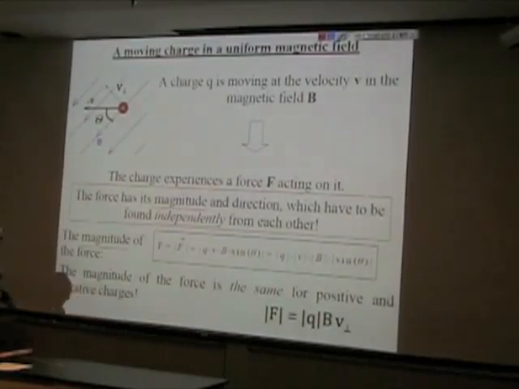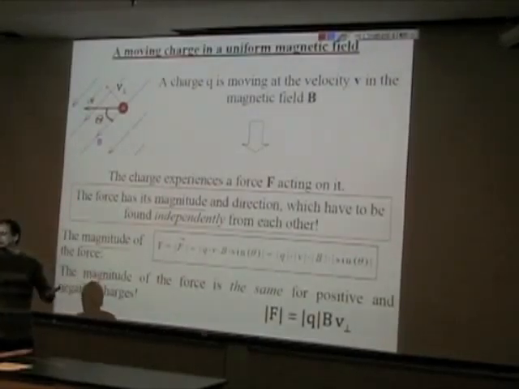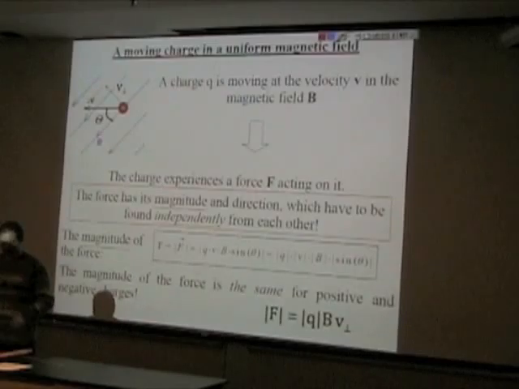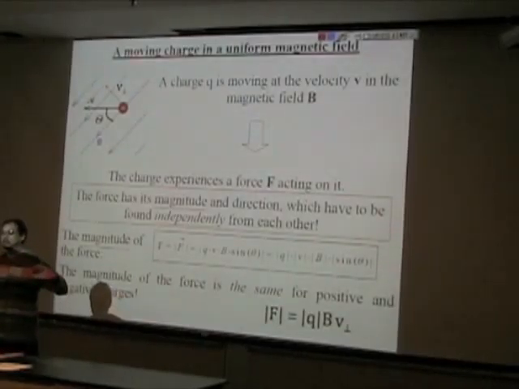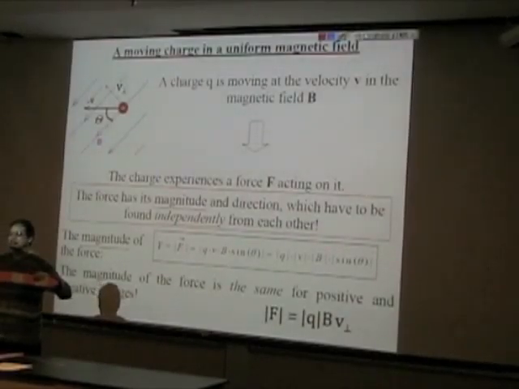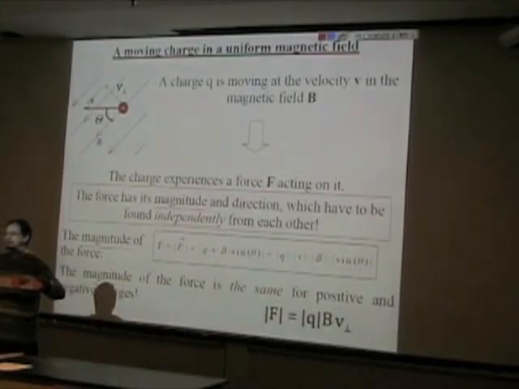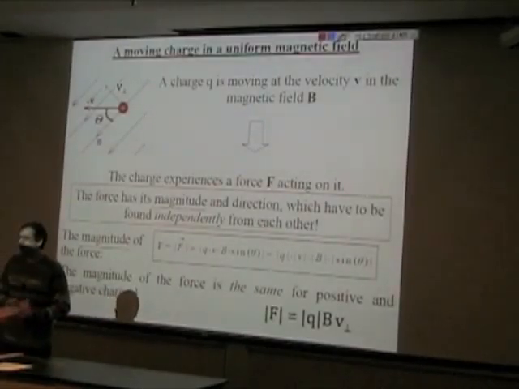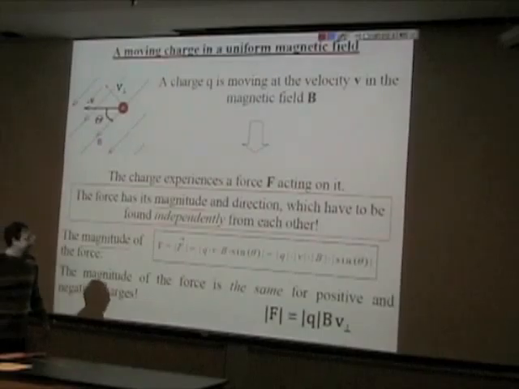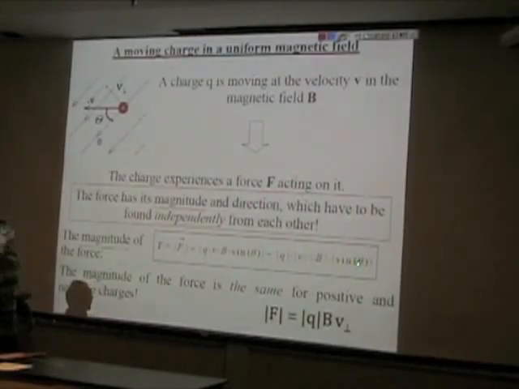So here, even if the charge is moving in the field, the force might be equal to 0 if velocity is parallel to the field. In that case, the angle is 0, sine of 0 is 0. Or velocity is anti-parallel to the field. In that case, the angle theta equals 180 degrees, the sine of 180 is 0. Again, all four variables should give some non-zero values: charge, speed, field, angle.